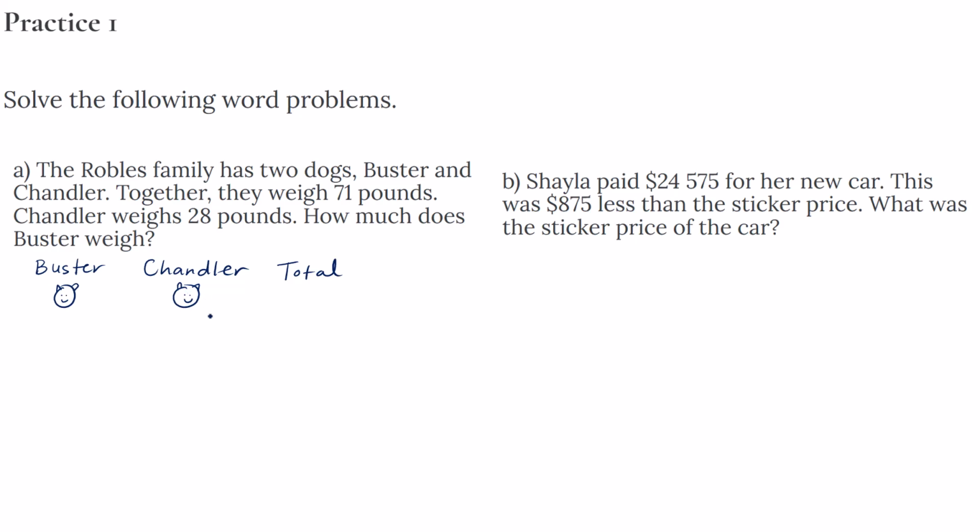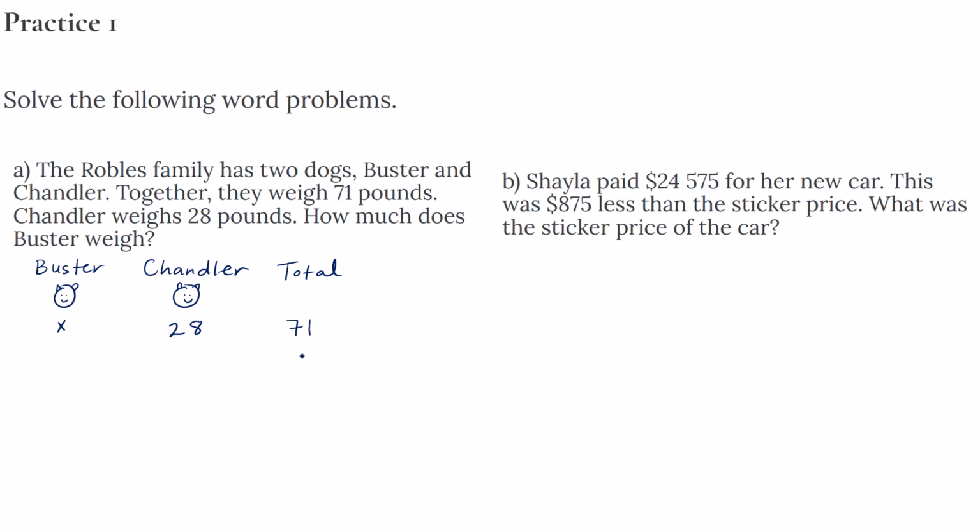When you're solving word problems, I would recommend you start by laying out all the information you've been given and identify what you're trying to find out. With this question, you're trying to find out how much Buster weighs. So I'm just going to put an X beside Buster. That's what we're trying to find. We know that Chandler weighs 28 pounds and their total weight is 71 pounds.